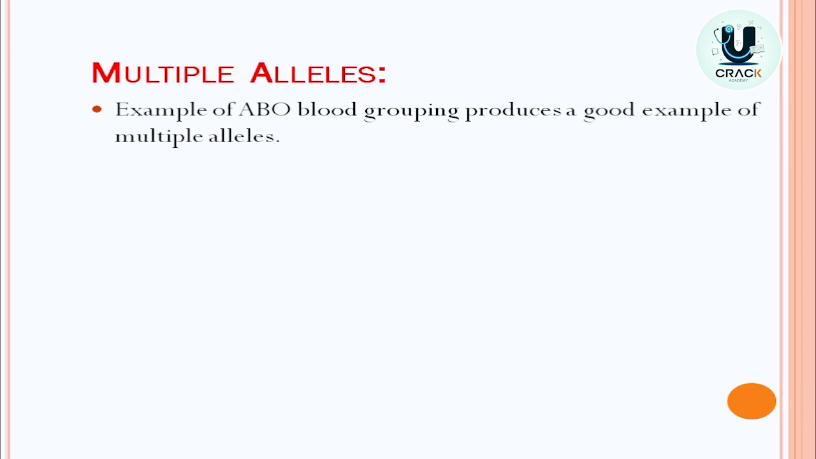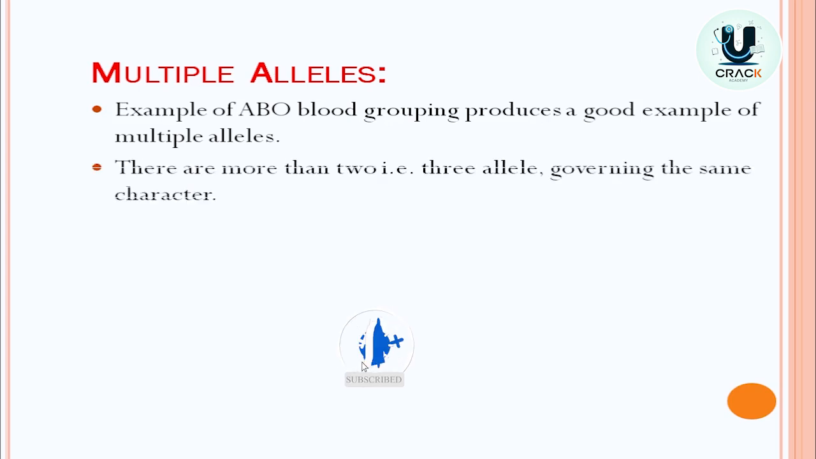Multiple alleles. The ABO blood grouping is a good example of multiple alleles. There are more than two alleles, three or more, governing the same character. A single gene product may produce more than one effect.